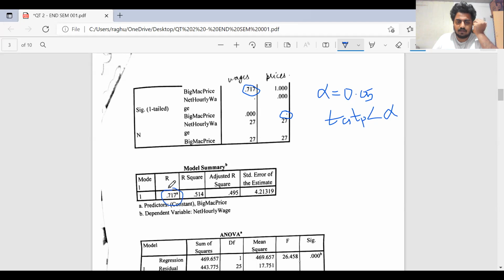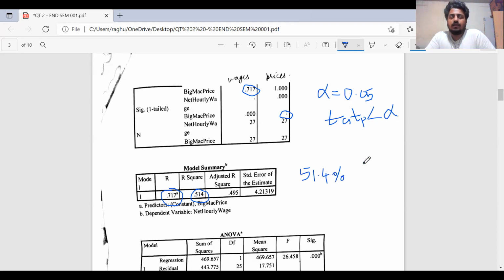For example, we get the R value here also. So the R value is 0.717, which is already done. Now coming to the R square, which is 0.514. R square is usually measured as a percentage. So 0.514 technically means it's 51.4 percent. Now what does that mean?